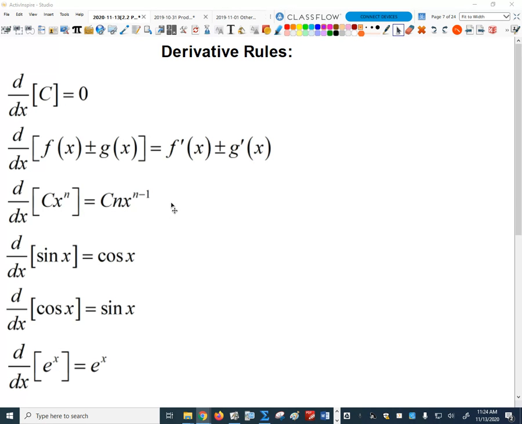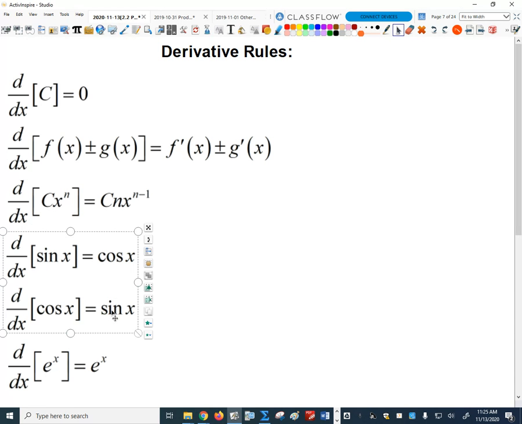So we already know some stuff, right? We already know that the derivative of a constant is 0. We've talked about that. We know that the derivative with respect to x of a sum or a difference of functions is just the sum or the difference of the derivatives. We just differentiate term by term. We know the generalized power rule, but here's 3 more I'm going to give you. The derivative with respect to x of sine x is equal to cosine x.